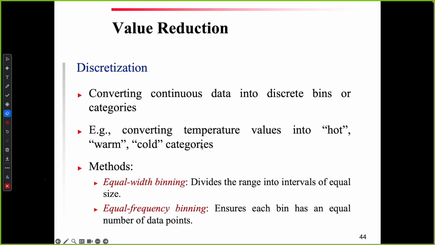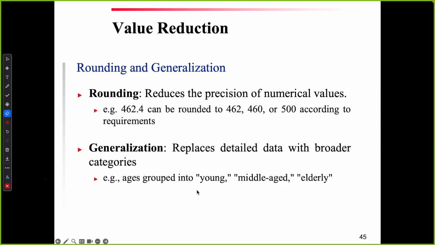Now, this was about discretization. So you convert continuous data into discrete bins or categories, for example, converting temperature values into hot, warm, cold categories. Or you can use binning methods like equal width binning and equal frequency binning. In both of these cases, we are reducing the details or distinct number of values in a feature, but in different ways.